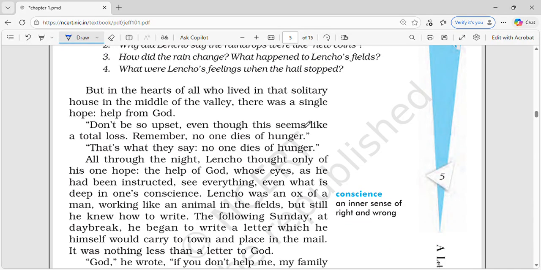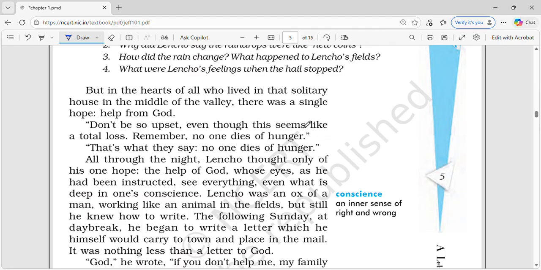But in the hearts of all who lived in a solitary house in the middle of the valley, there was a single hope, a help from God. So basically, whenever you talk about God, he was in the hearts of those in the solitary house in the middle of the valley, meaning that all of this is because of God itself. God is everywhere. So there was only one hope, that God would help to fix this.